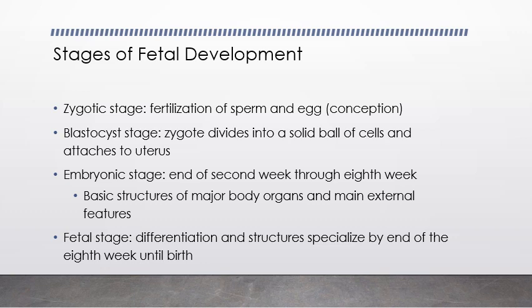Around the end of the 2nd week through the 8th week, that's the embryonic stage, and this is where the basic structures of the body organs and the main external features are formed. Finally, at the beginning of the 9th week is the fetal stage, and that stage is until birth. Pretty much, this fetal stage is just for growth and maturation.